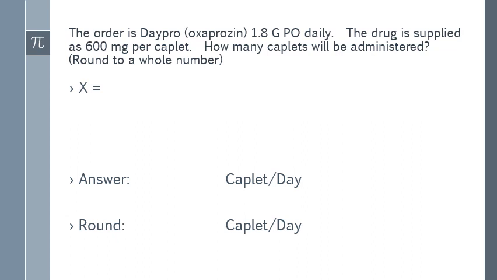All right, so for this medication, we're going to give Daypro 1.8 gram orally daily. It's supplied in 600 milligram caplets. We're solving for caplets. We want a whole number. Here's our order, and this is how it's stocked. I already know, and I hope you're catching it already, that this problem is going to require us to do some conversion. So let's set up our problem.